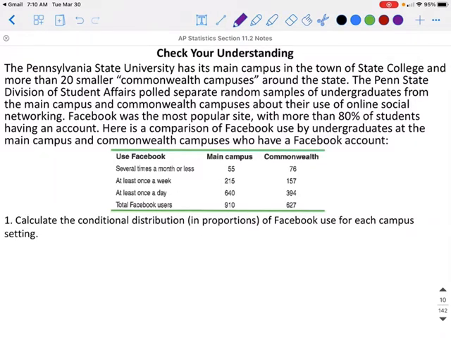So let's check our understanding. The Pennsylvania State University has its main campus in the town of State College and more than 20 smaller Commonwealth campuses around the state. The Penn State Division of Student Affairs holds separate random samples of undergraduates from the main campus and Commonwealth campuses about their use of online social networking. Facebook was the most popular site, with more than 80% of the students having an account. Here is a comparison of Facebook use by the undergraduates at the main campus and Commonwealth campuses who have Facebook accounts. Calculate the conditional distribution in proportions of Facebook use for each campus setting.